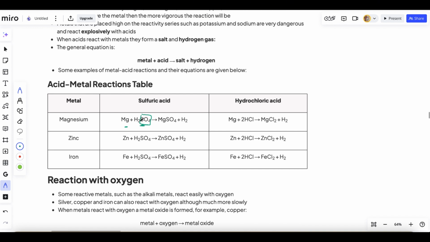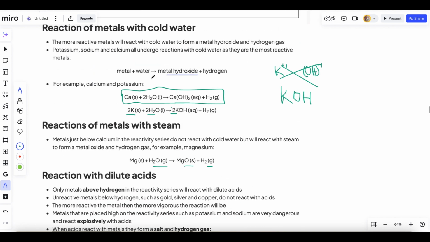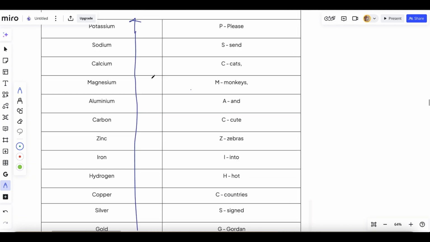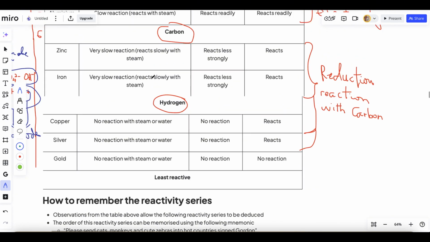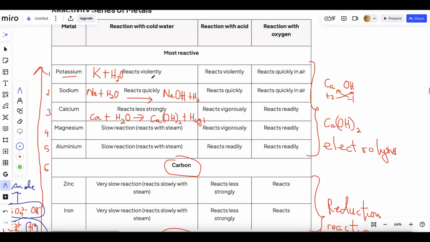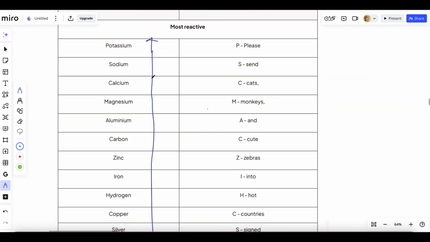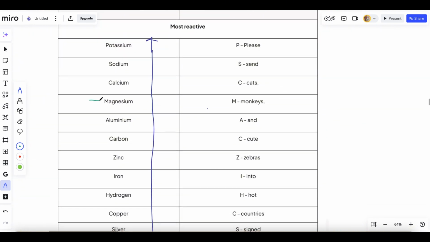Magnesium is higher than hydrogen in the reactivity series. You can come back and see. Magnesium is higher in the reactivity series. Let's check the reactivity series one more time. Magnesium, okay, it's even here. Magnesium, look at it. Magnesium is higher than what?